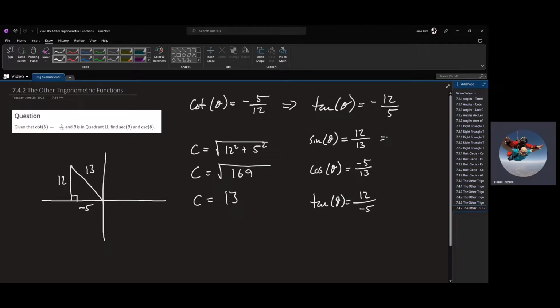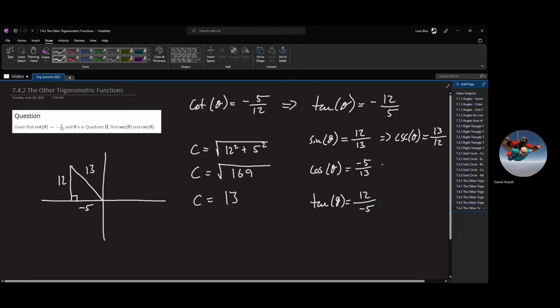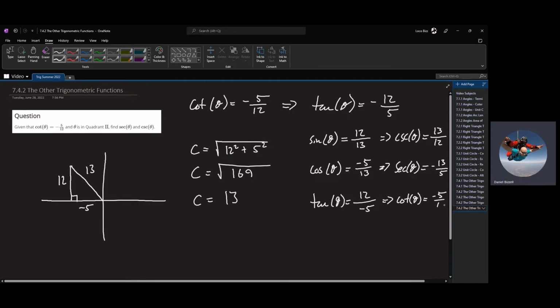And then now that we know these, we can do the reciprocals. So cosecant of theta is equal to 13/12. Then secant of theta is equal to -13/5. Then cotangent of theta is equal to -5/12. And this question is asking for cosecant and secant, so these will be our two answers.